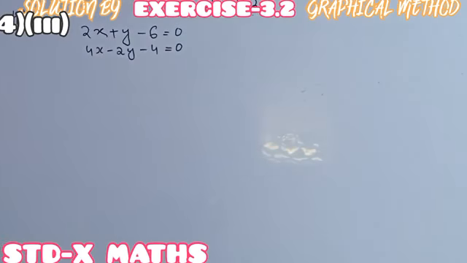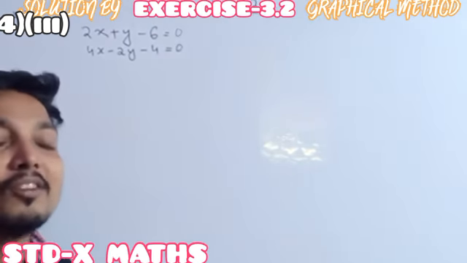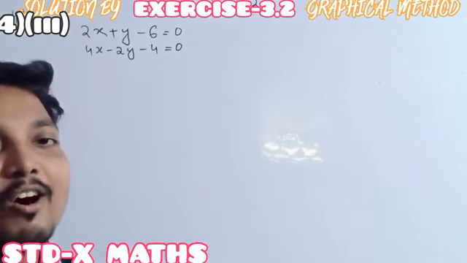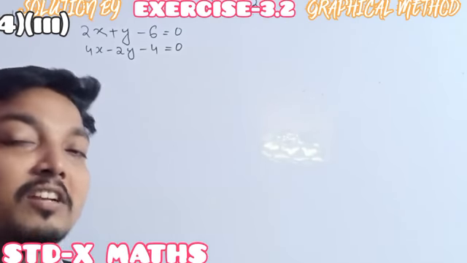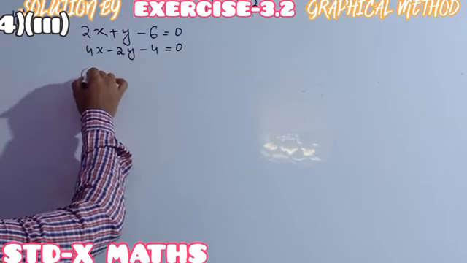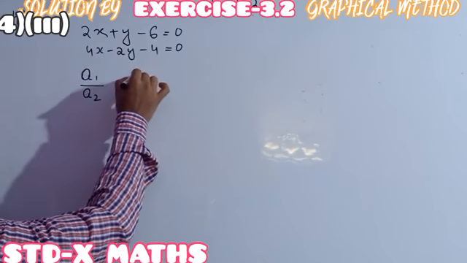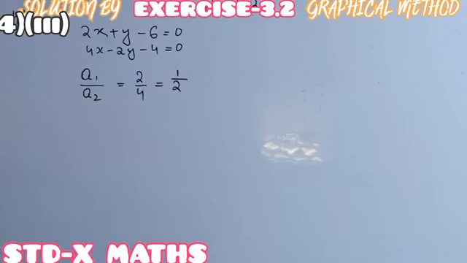Okay, so in the third one, the linear equations are 2x plus y minus 6 equal to 0, and the next one is 6x minus 2y minus 4 equal to 0. First we have to check whether the pair of linear equations is consistent or inconsistent. If consistent, we can do the graphical representation to find its solution. So first let me check here. a1 divided by a2 is equal to 2 by 4. On simplifying, you will get 1 by 2.